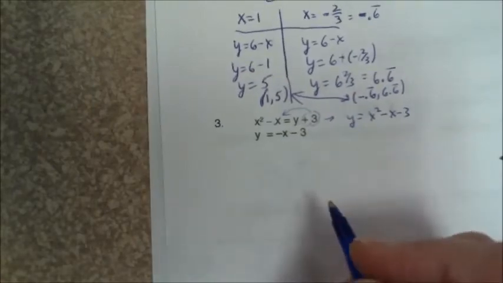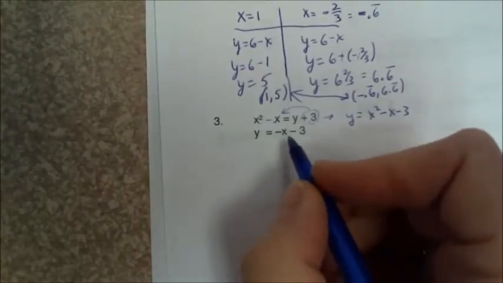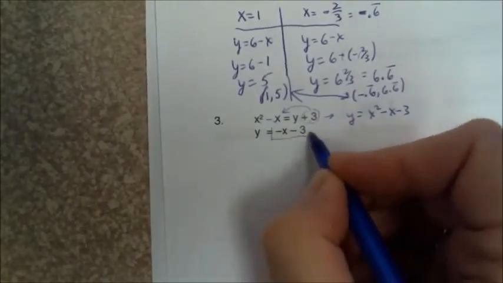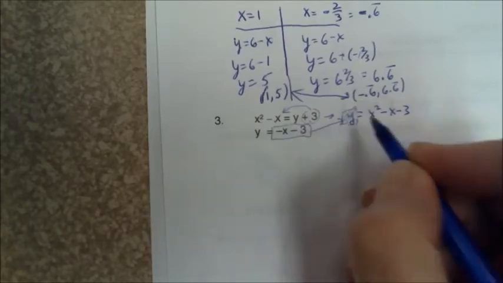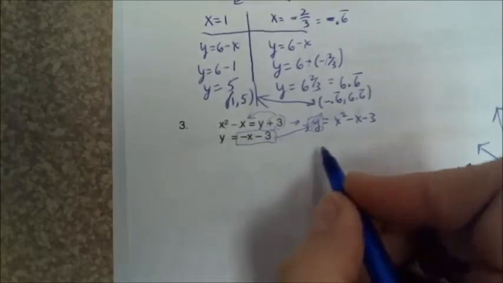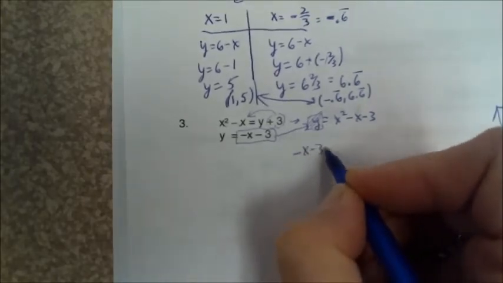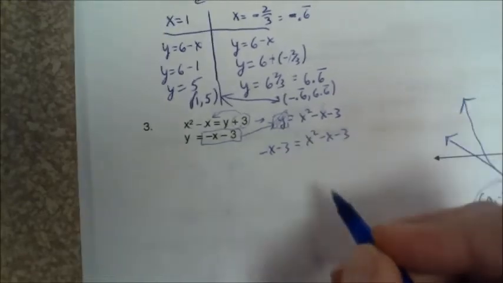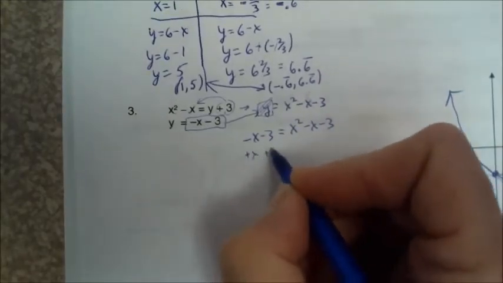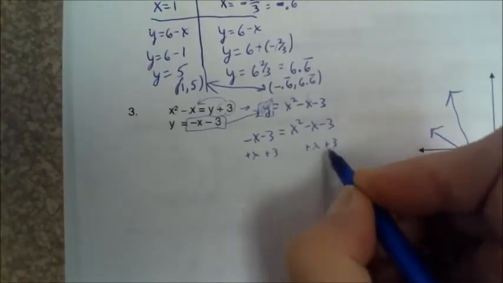Okay, let's do this algebraically. So we're going to do a substitution again. We're going to substitute negative x minus 3 in for this y right here. So get that y out of there. And we're going to say negative x minus 3 is equal to x squared minus x minus 3. Substitute. Add x and add 3 to both sides.